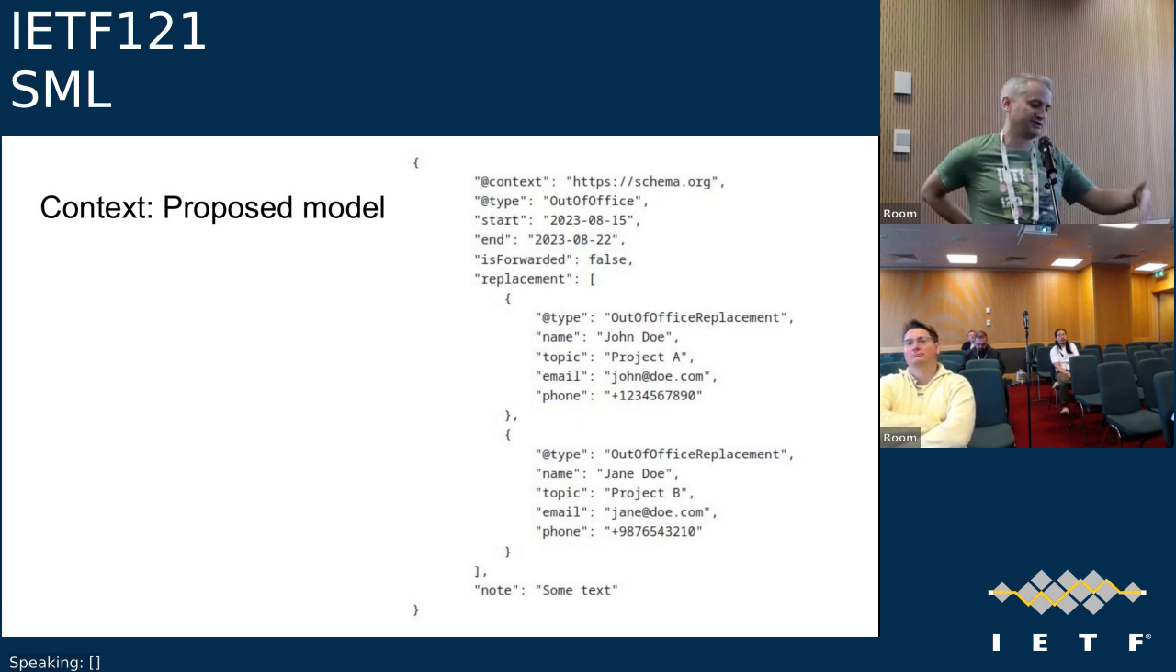Yeah, that's just as a context, the proposed model so far, just that you have it seen once. So you see here a start and an end date, a potential replacement person mentioned, and some note of the thing. Of course, you could still have the human readable part of that out of office message sent in parallel. So this is just the structure and metadata sent in the background.